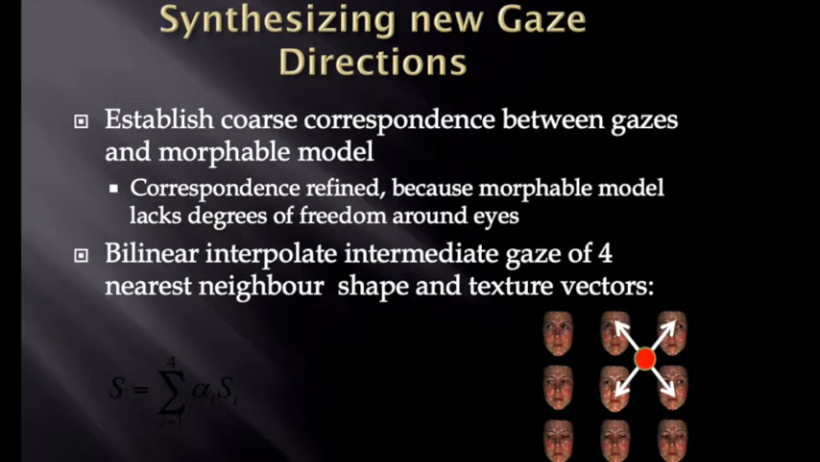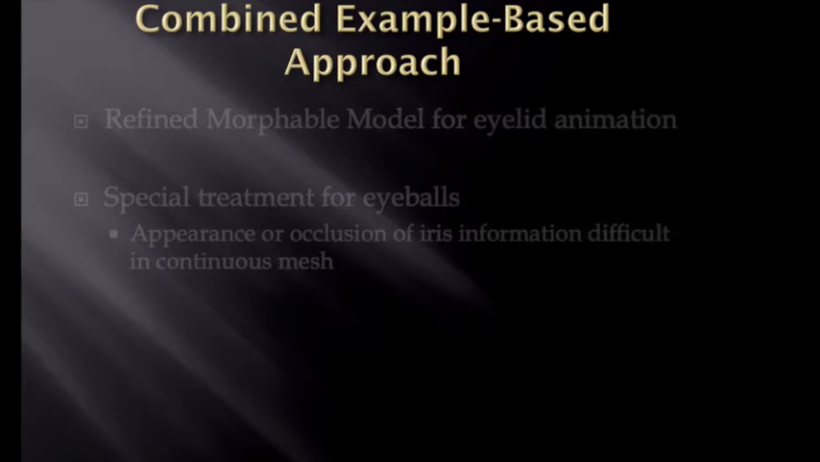Then, in order to synthesize new gaze directions, once we established this correspondence with our dataset of 9 gaze directions, we were able to do a bilinear interpolation between 4 adjacent gaze directions, as you can see in this example on the bottom right, in order to interpolate intermediate gazes.